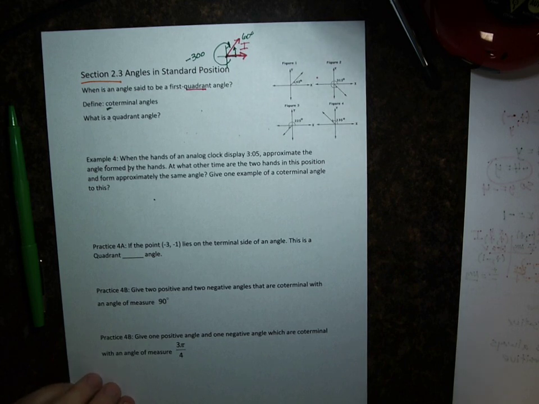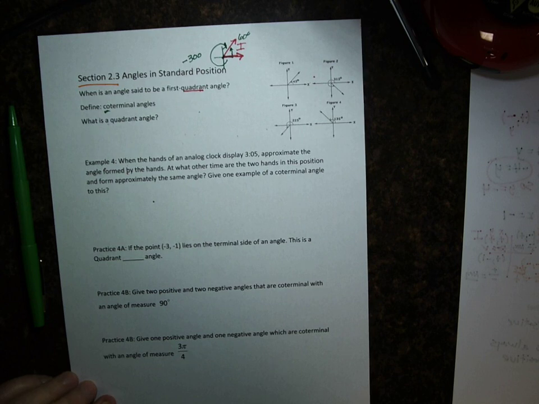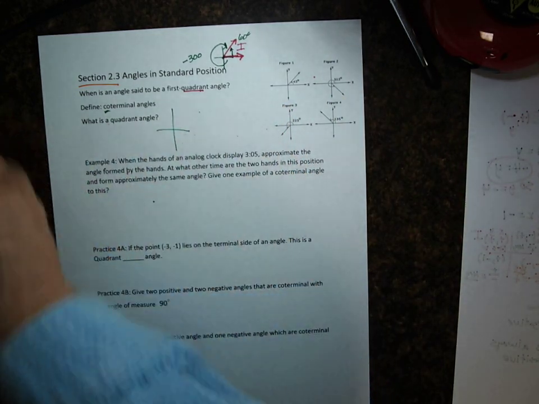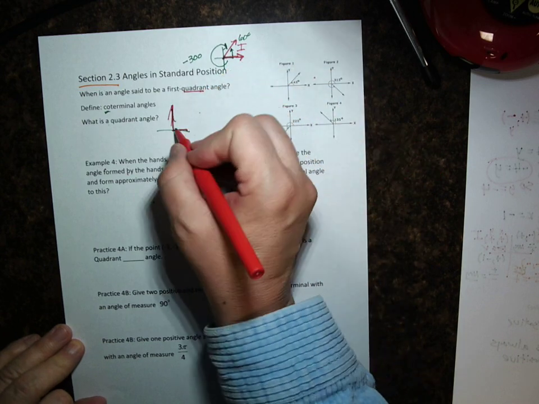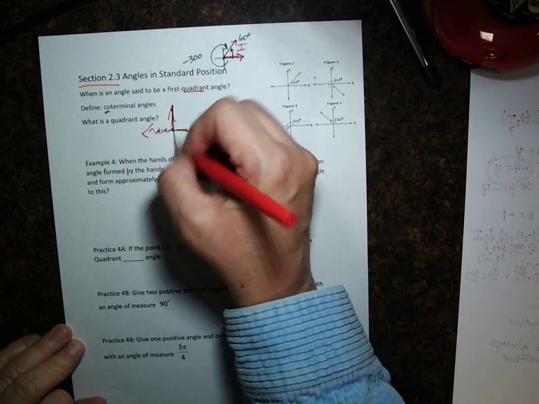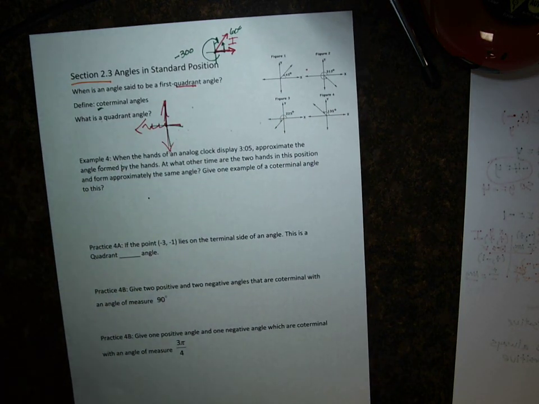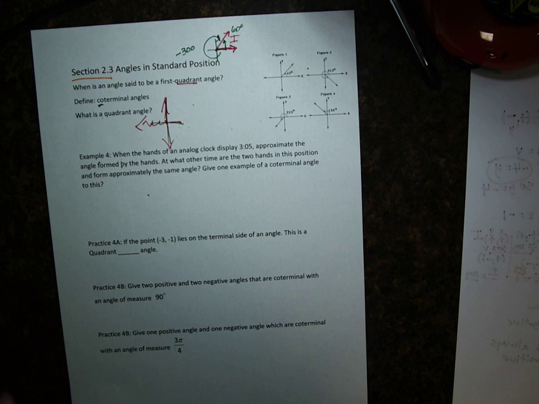What is a quadrant angle? A quadrant angle is an angle in standard position that has a terminal side along an axis. So a quadrant angle would be one that started here and landed on either that axis, or it could land over here, or it could land down here. It lands on one of the axes, the terminal side. So it exactly matches up with one of the quadrants or more than one of the quadrants. So a 90-degree angle would work, a 180, 270, 360, and so forth.